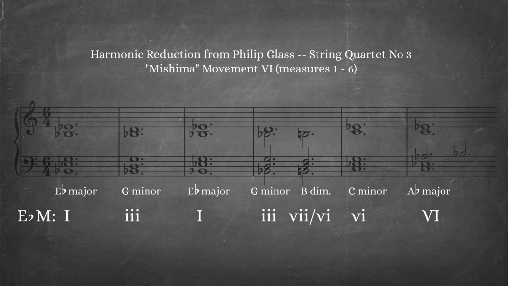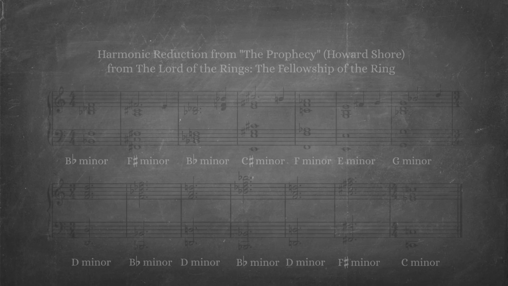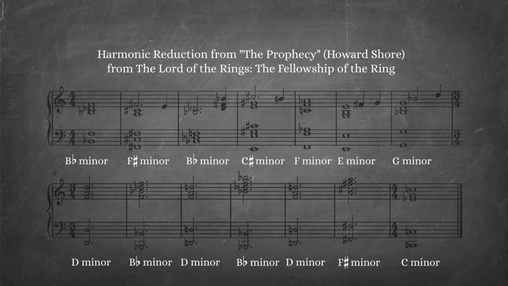Film composers throughout the last 50 years or so have really gravitated towards harmonic structures that feature simple major and minor chords using non-functional tonal relationships and progressions. Here's a harmonic reduction to an excerpt from the score to The Lord of the Rings, The Fellowship of the Ring by Howard Shore.